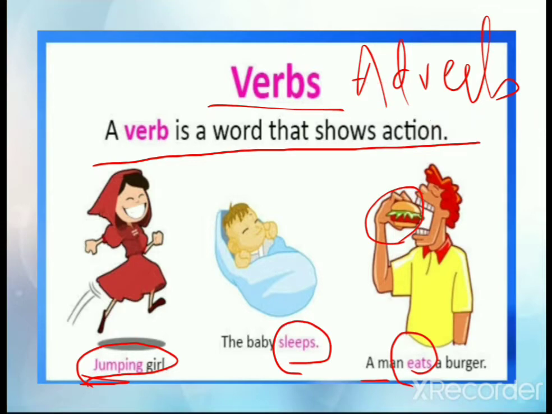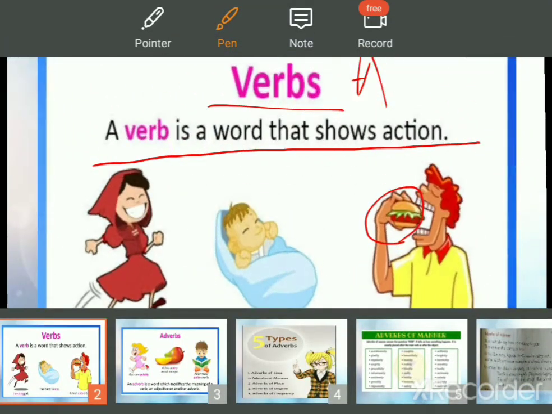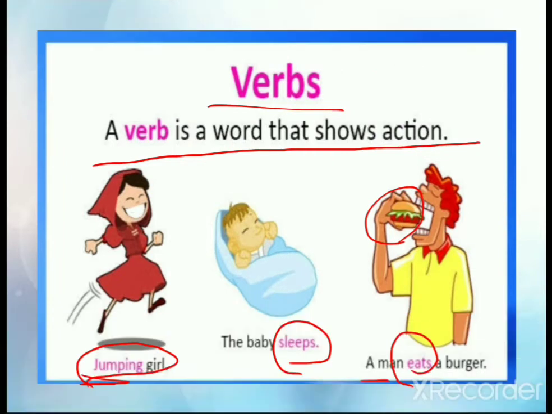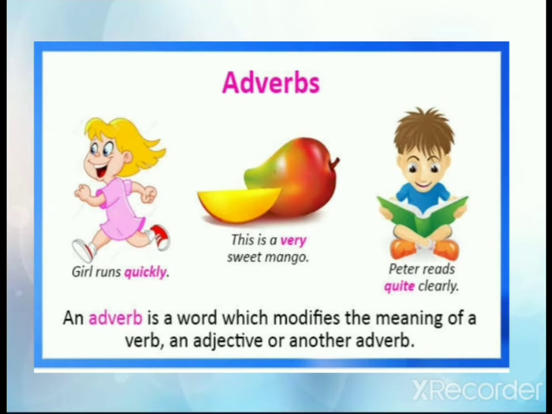Now if you add ad to it, it becomes adverbs. Now what is adverbs? So now if it is having verbs, it means it is something related to action, right? So let's see what is an adverb. Now do you see this girl is running? Okay, there's some mango over here. Okay, and a boy is reading. Okay, so let's see what is an adverb.